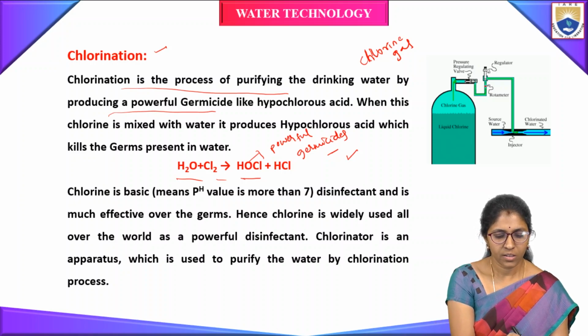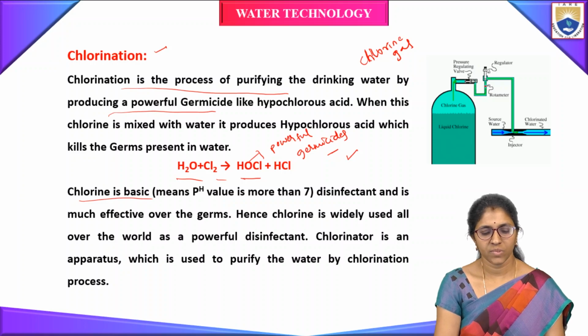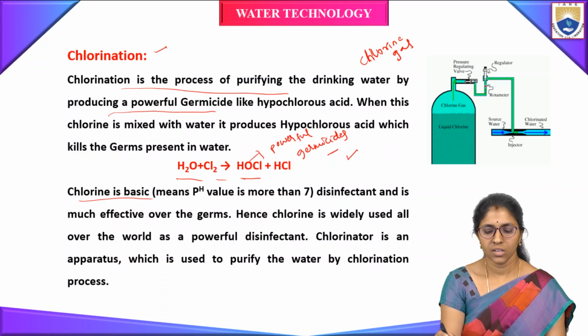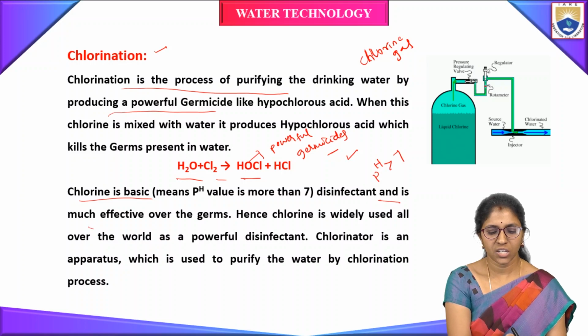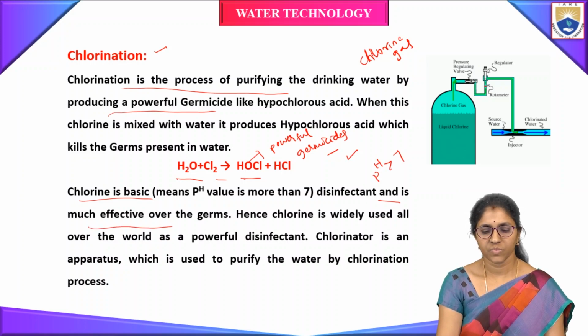Here the chlorine is basic, which means the pH of chlorine is more than 7. So this ion is much effective over the germs. Hence chlorine is widely used all over the world. It is called a powerful disinfectant.